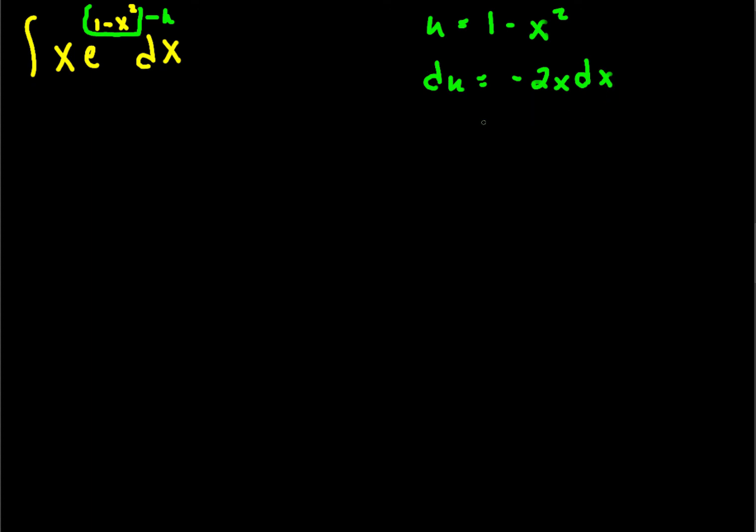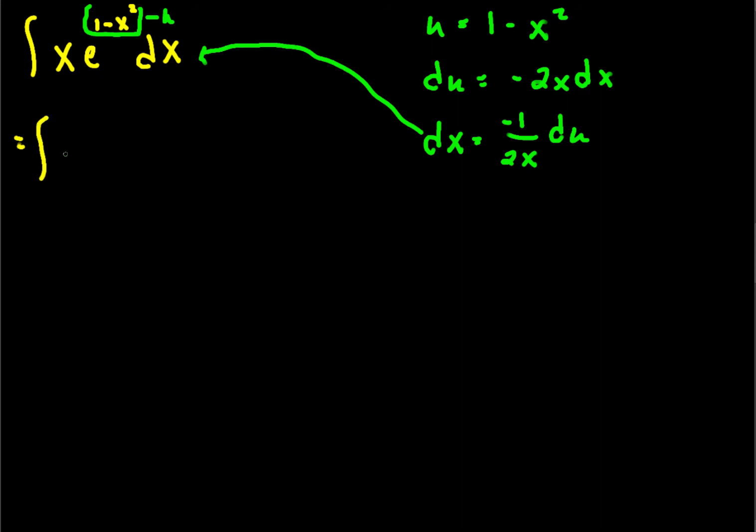And again, kind of like I've done before, I'll solve for dx. It is equal to negative 1 over 2x du. So I can put this in for dx. I've got my expression for u, or 1 minus x squared. So this is equal to the integral of x e to the u times negative 1 over 2x dx, or du, sorry.